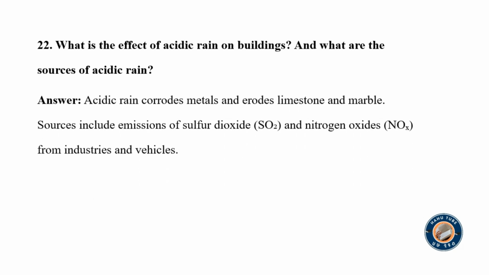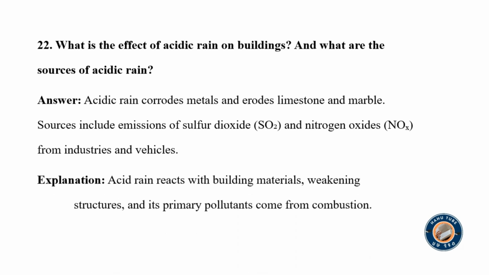Acid rain corrodes metals and erodes limestone and marble. Sources include emission of sulfur dioxide and nitrogen oxide from industries and vehicles. Acid rain reacts with building materials, weakening structures, and its primary pollutants come from combustion.